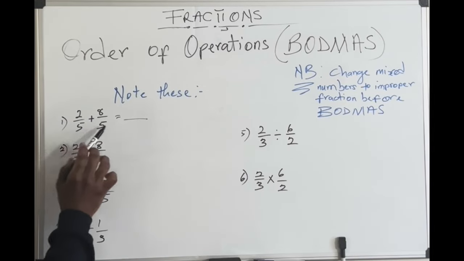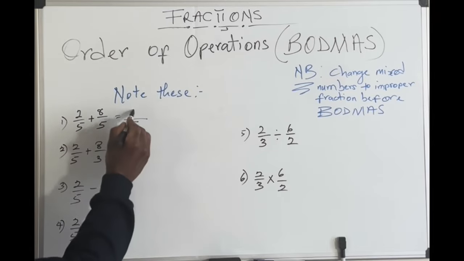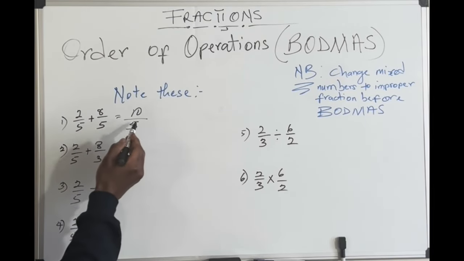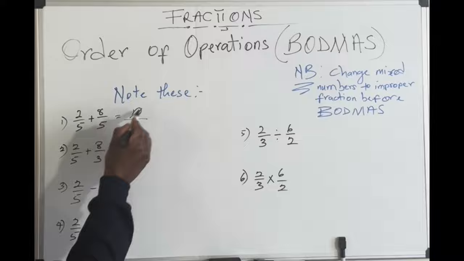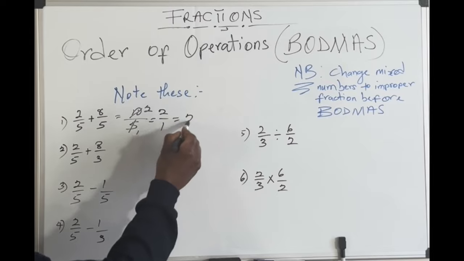You pick one of the denominators, which is 5, and you add the numerators. 2 plus 8 is 10. You go ahead and do any cancellation, if there is any. There is here. So 5 goes here, 1 goes here, 2. So we have 2 over 1, which is 2.